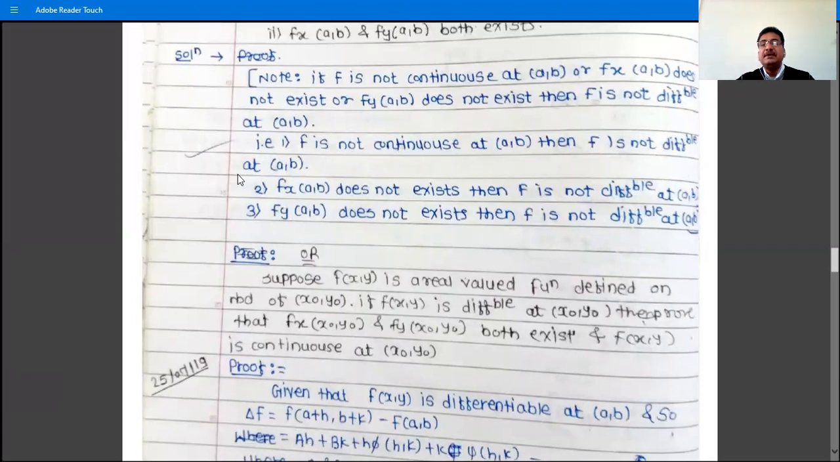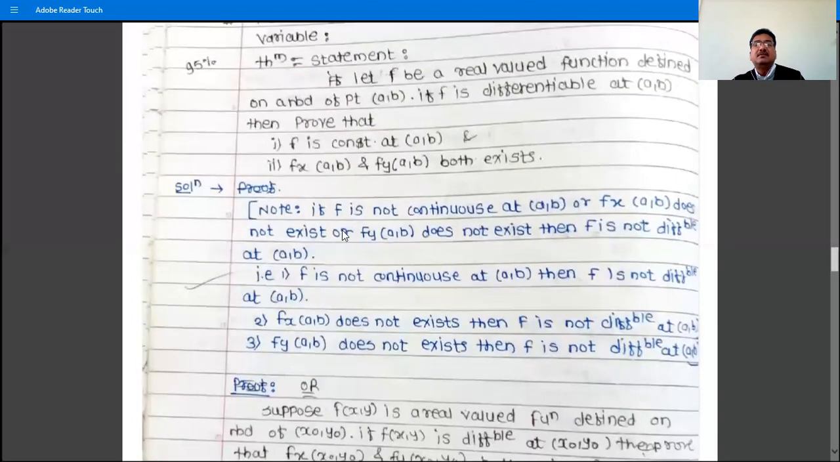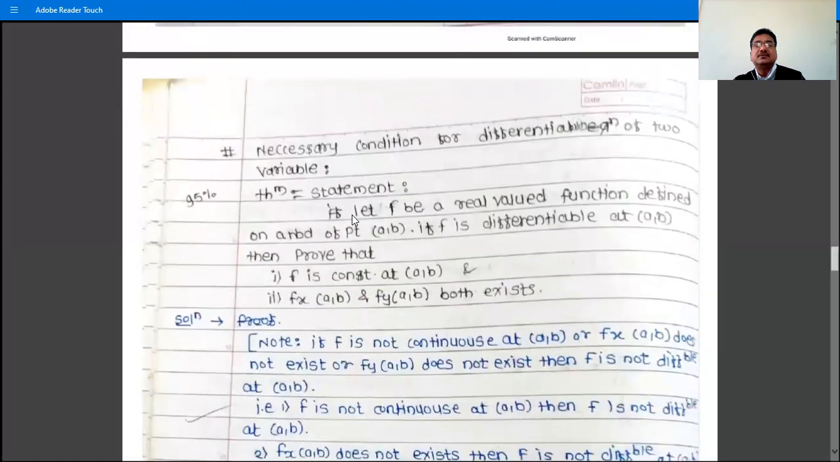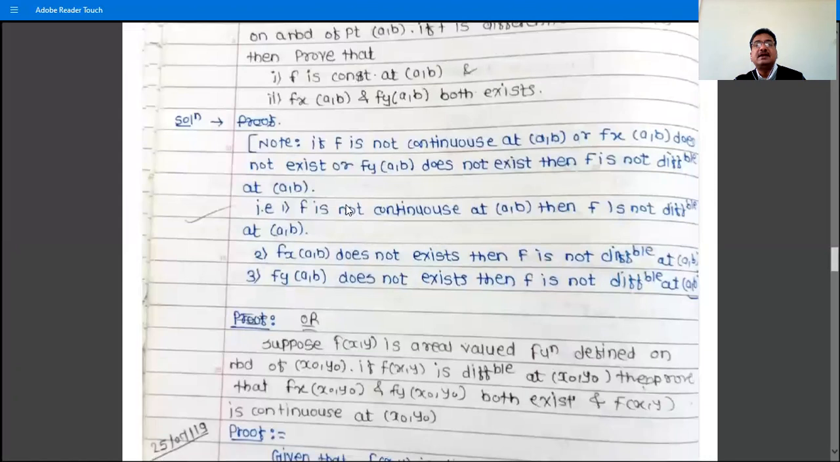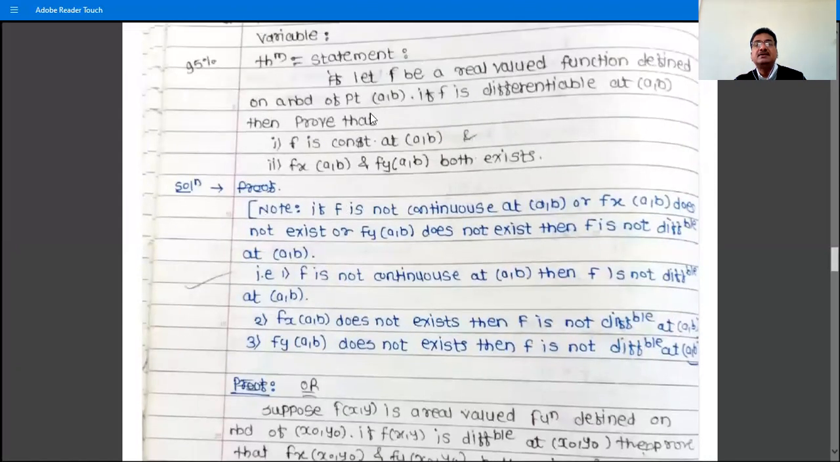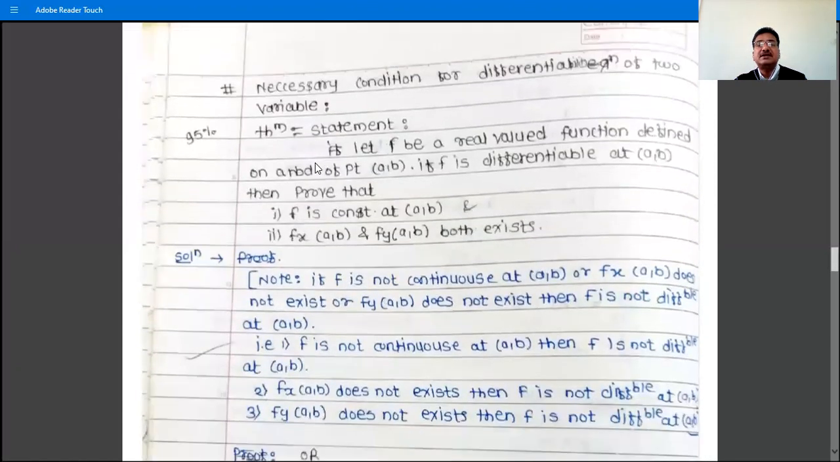So if f is not continuous at (a,b), then f is not differentiable at (a,b). If f_x(a,b) does not exist, then f is not differentiable at (a,b). And if f_y(a,b) does not exist, then f is not differentiable at (a,b). So these are the three statements obtained from these necessary conditions. That is the equivalent statement of this necessary condition.